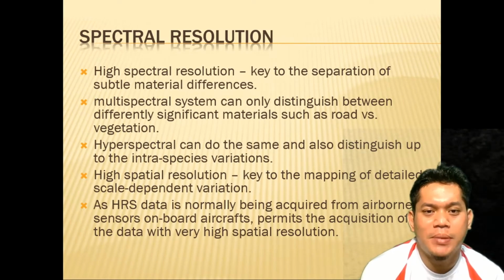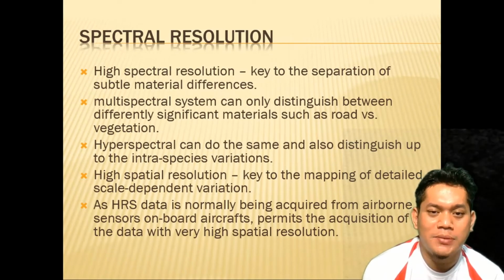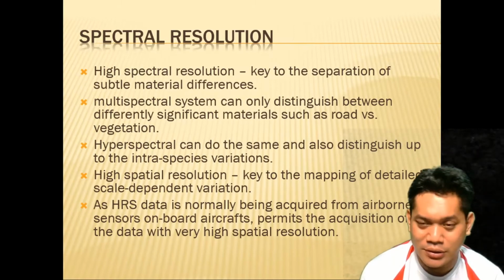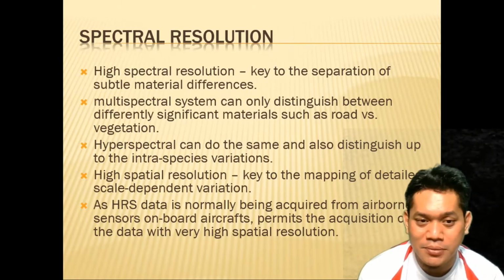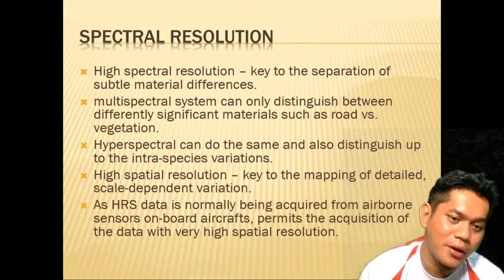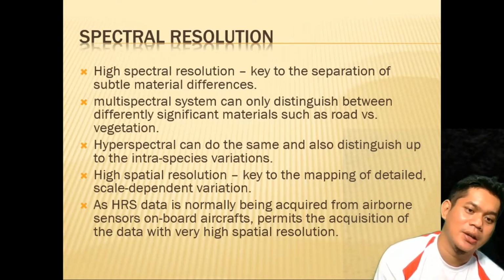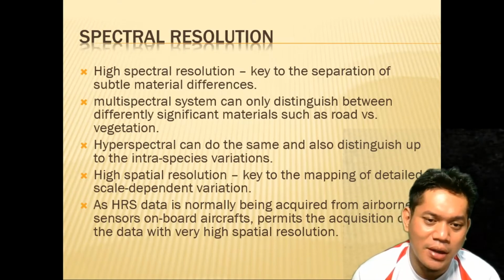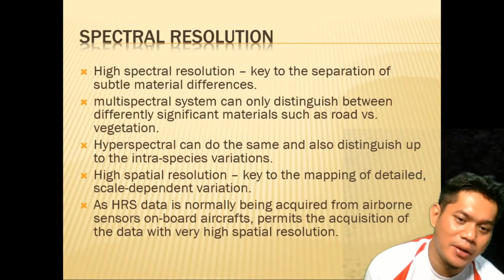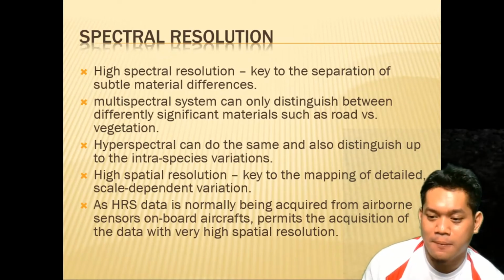Okay, high spectral resolution is the key to the expression of subtle material differences, where multispectral can only distinguish between different significant materials, such as for example road or vegetation, but hyperspectral can go up to the intra-species variation. So high spatial resolution is a key for the mapping of details and scale-dependent variations, as hyperspectral data is normally acquired from the airborne. Okay, it permits the acquisition of data with very high spatial resolution and very high spectral resolution.